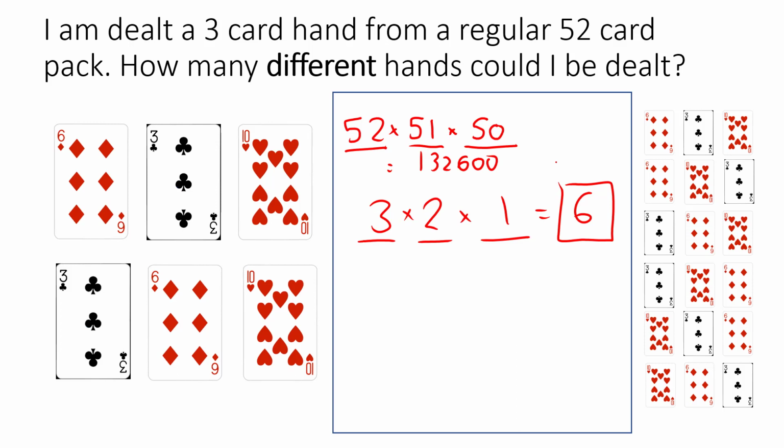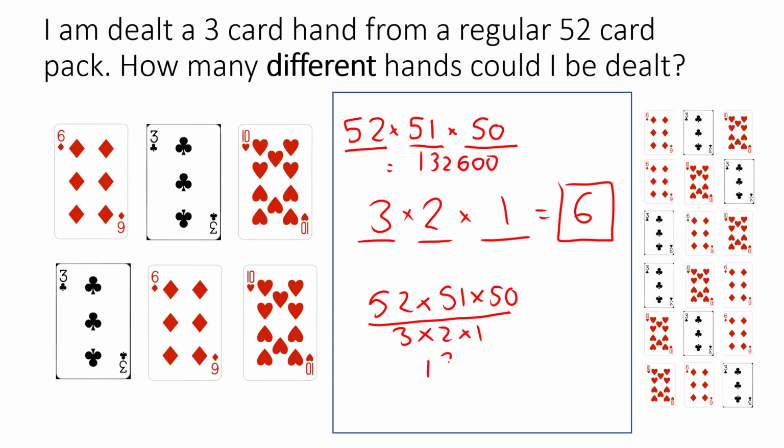Now, how is that linked to my original? Well, it's clear I've overcounted. And what I've really done is I've overcounted by a factor of 6. My actual answer should be 52 times 51 times 50, all divided by 3 times 2 times 1. The total possible permutations divided by how many ways of permuting those 3 cards. So here it's clear that we overcounted with our original 52 times 51 times 50, and the amount we overcounted by was a factor of 6, because there were actually 6 different ways of getting that 6, 3, and 10.